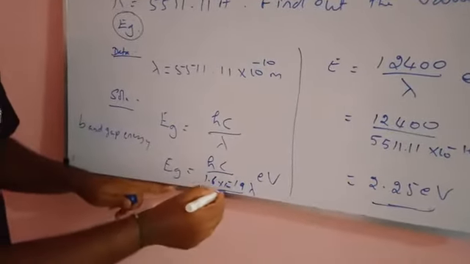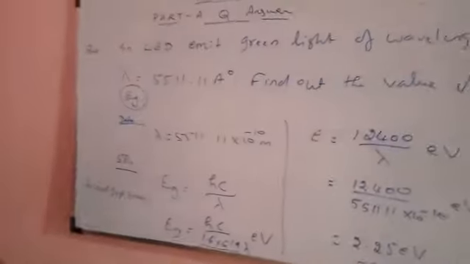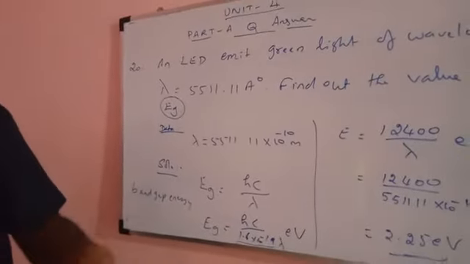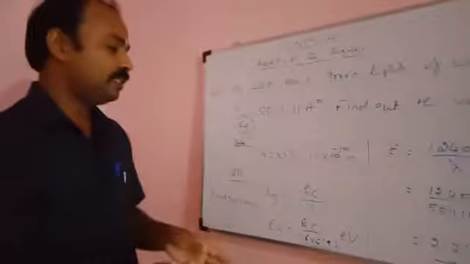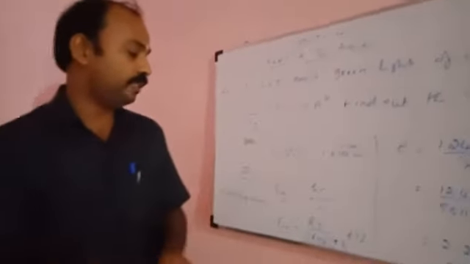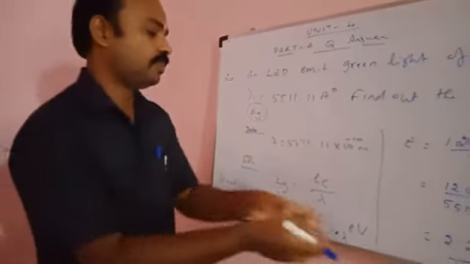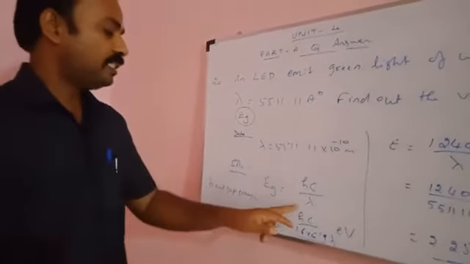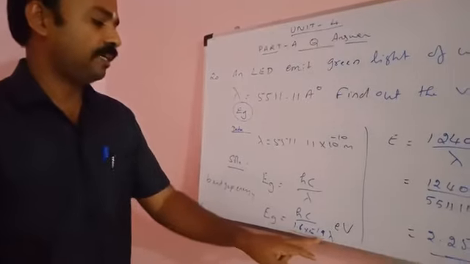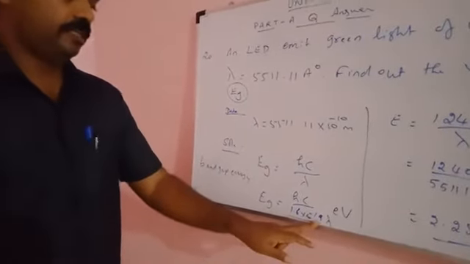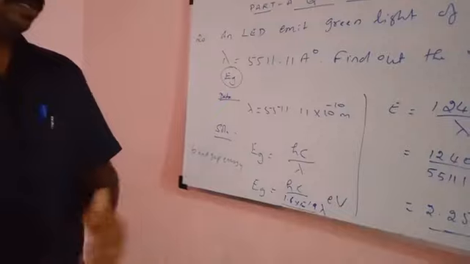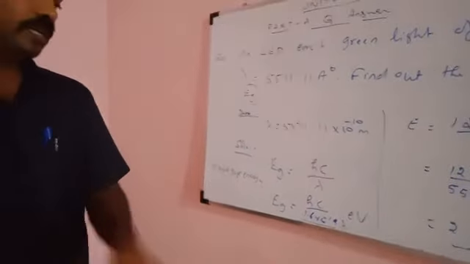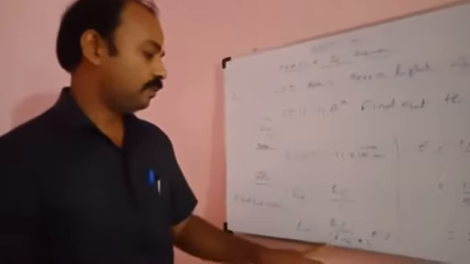What is the need of this 1.6? 1.6 into 10 power minus 19 is nothing but the charge of the electron. Why do we use this charge of the electron here? In order to change that energy into electron volts. So here it changes into electron volts. hc by 1.6 into 10 power minus 19. In order to change joules into electron volts, it should be divided by the charge of the electron. So that it changes to electron volts.